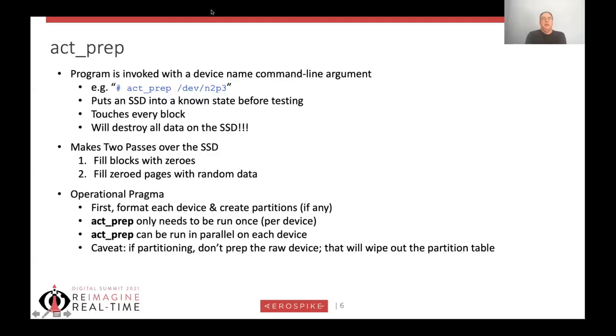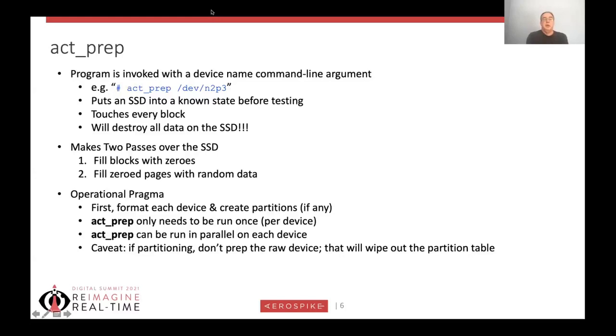ACT prep only needs to be run once, and it is invoked very simply with the block IO device that you want to prepare for testing. It puts it into a known state. It will destroy all the data. And operationally, it is pretty simple. It makes two passes. The first pass, it fills all the blocks with zeros, and then it fills them with random data.